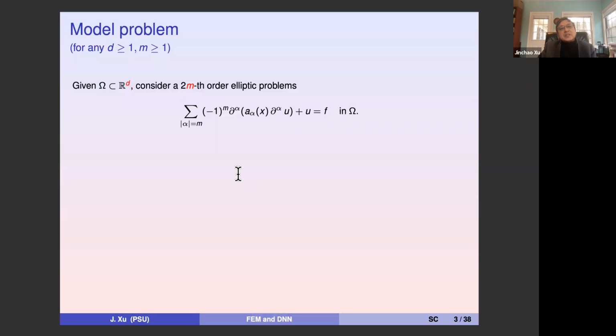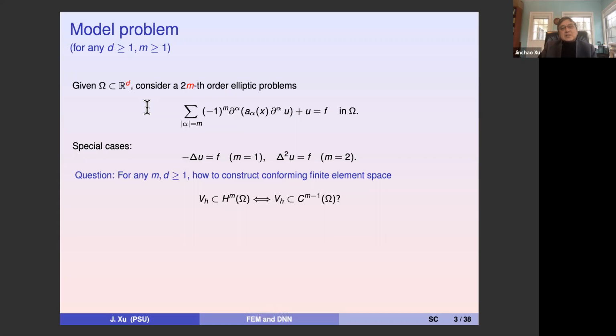I'll begin with the motivation of solving high order PDEs. We're talking about 2m's order in R^d dimension. How do you do finite element for this high order PDE? This is a topic which I'm obsessed with in the last few years, maybe 10 some years. M equal to 1 is Laplace, and then m equal to 2 is biharmonic.